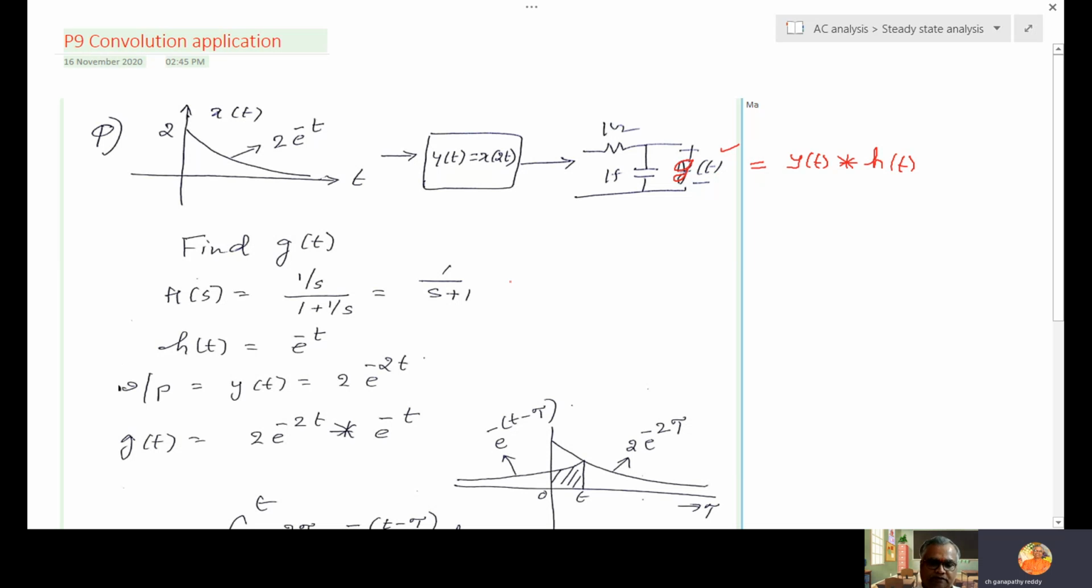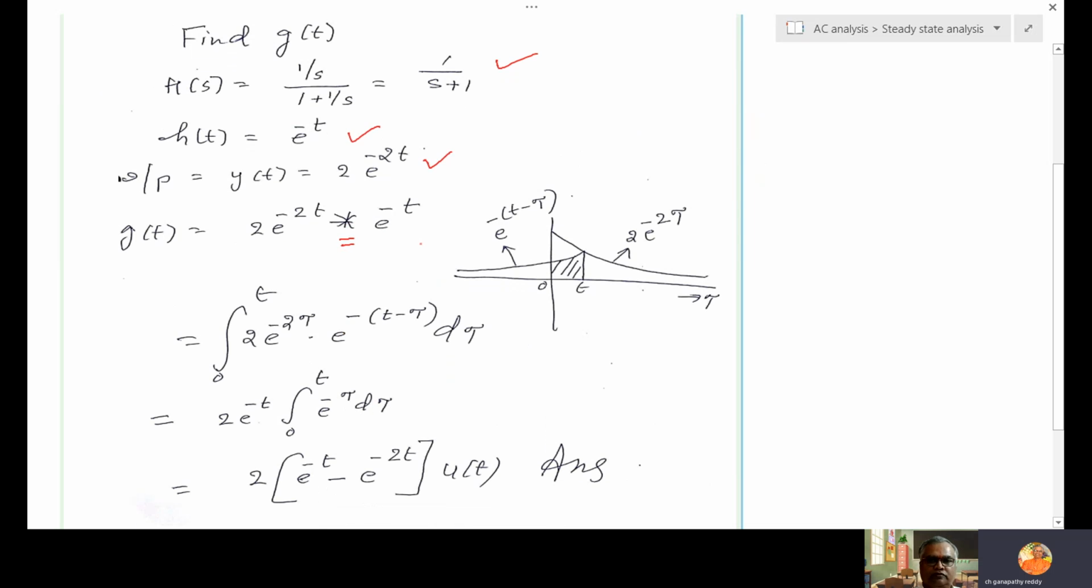So H of s is 1 by s plus 1. Inverse of that is this. Then y of t, what is y of t? X of 2t. What is x of t given? 2 e power minus 2t. So y of t is equal to 2 e power minus, in place of t, 2t. So this is what y of t is. Now g of t is nothing but this is h of t, this is y of t, graphical convolution.